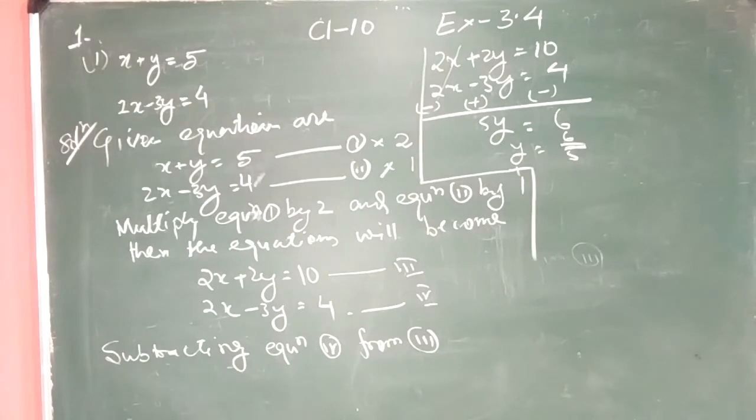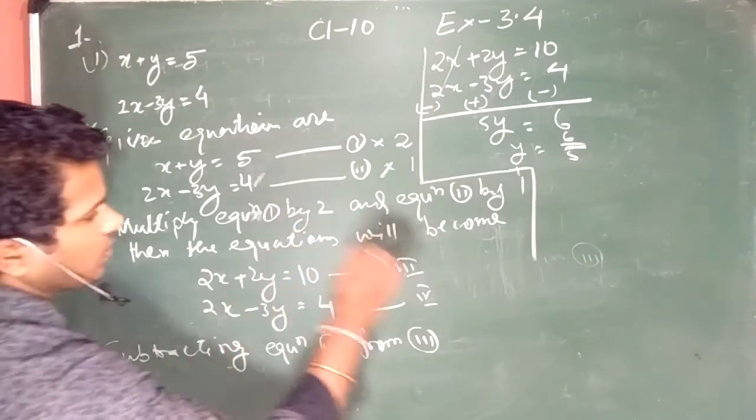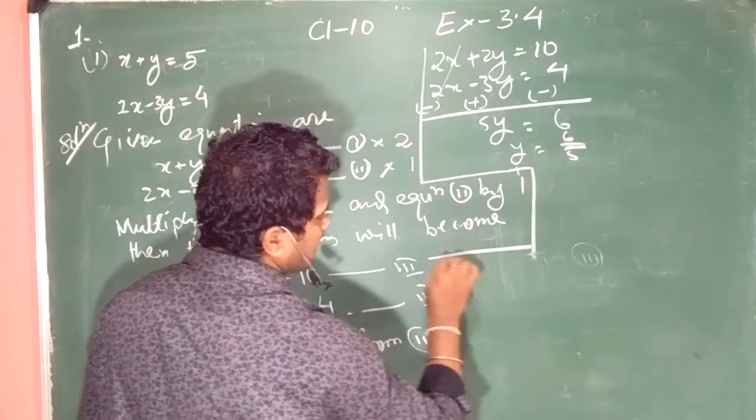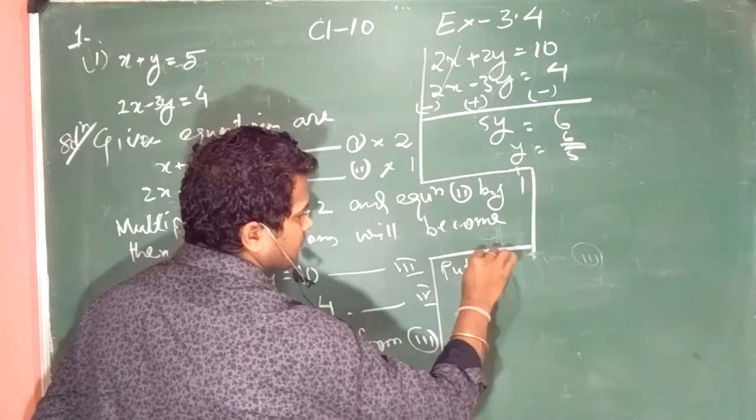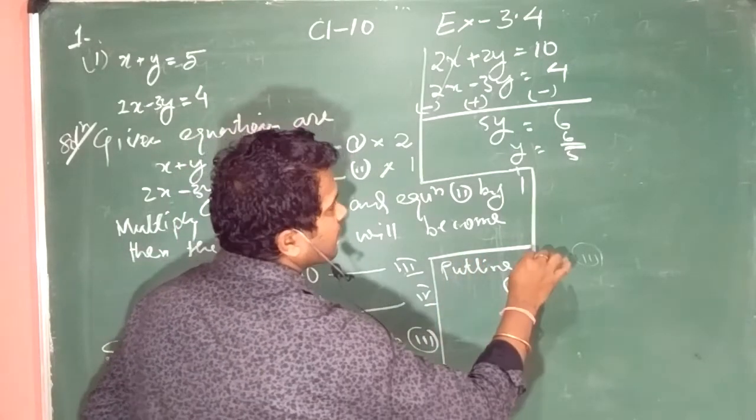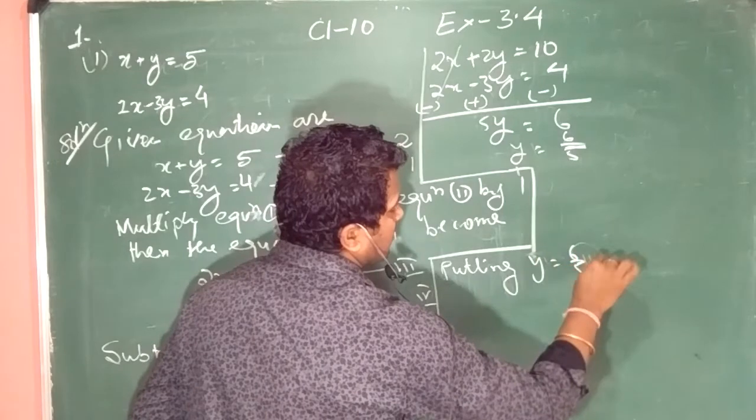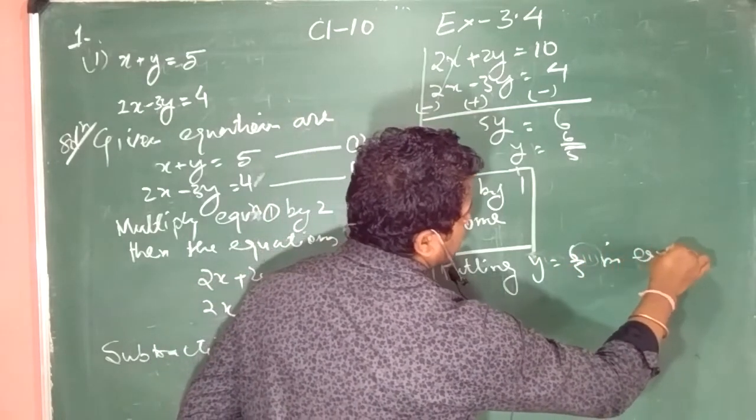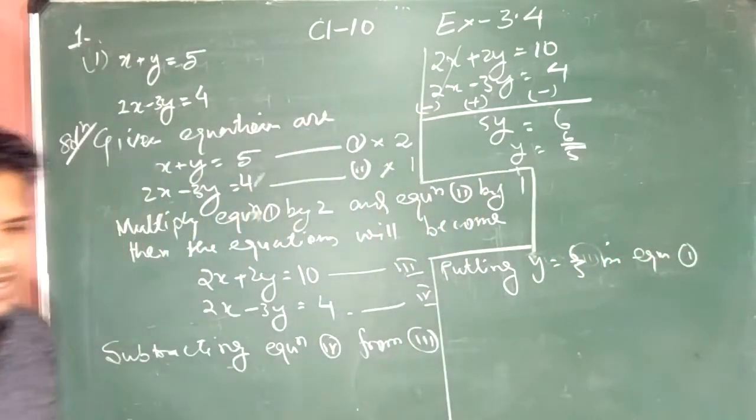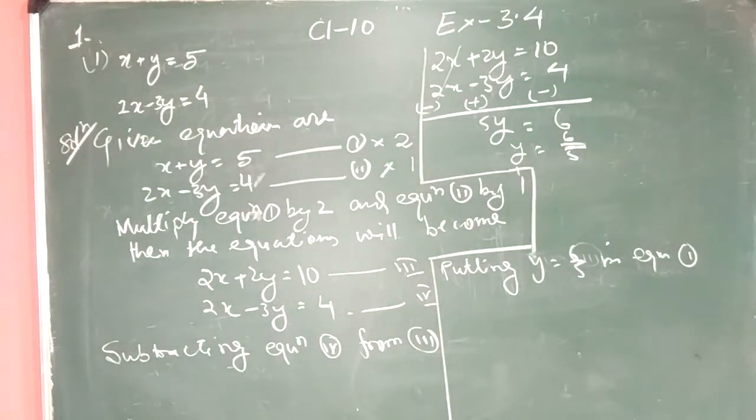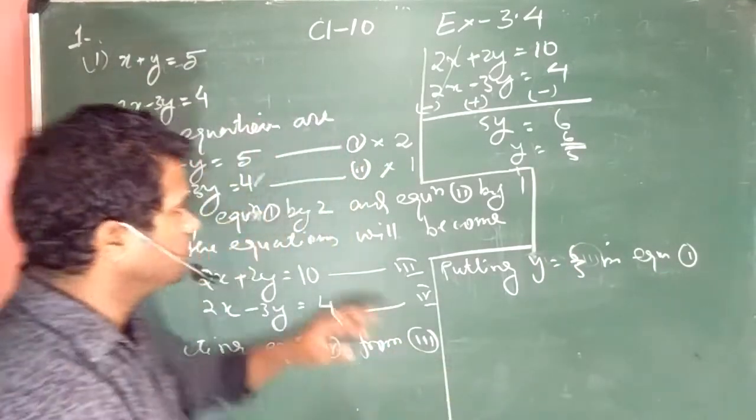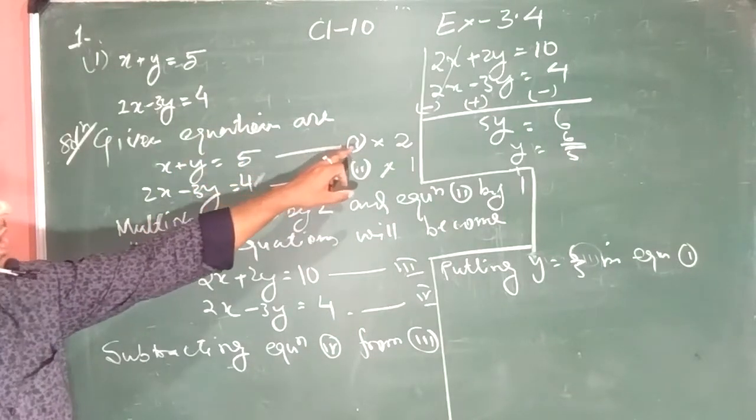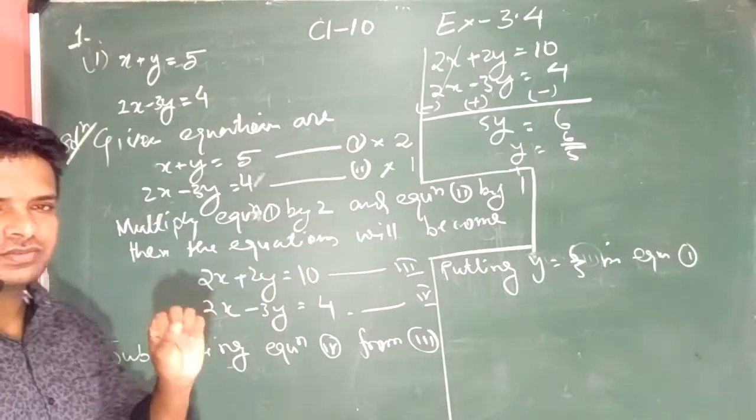We got the value of y, but still we need to find the value of x. Then we'll do putting. Putting y is equal to 6 by 5 in equation 1. You can take equation 2 also, no problem. I took equation 1. You can take 2, 3 or 4, anywhere.